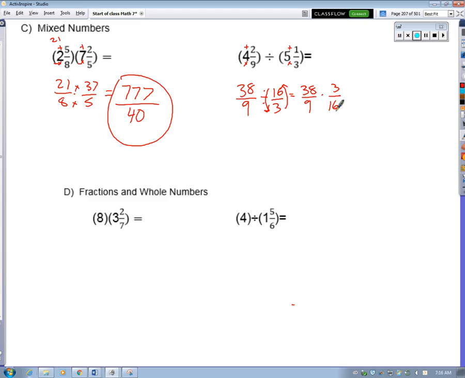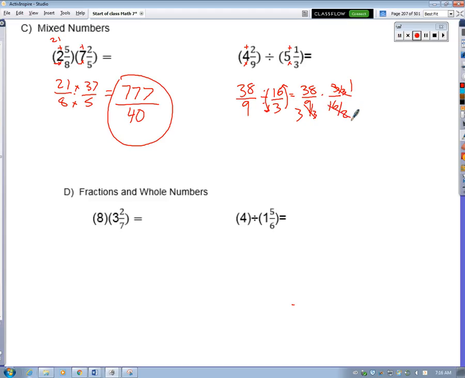3 and 9, both of those are divisible by 3, so 3 divided by 3 is 1, 9 divided by 3 is 3. Okay, I've simplified one part of the fraction. I'm left with 2 even numbers on the top and the bottom. So if I've got even numbers, I know I can at least divide by 2. Okay, so I'm going to do that now.